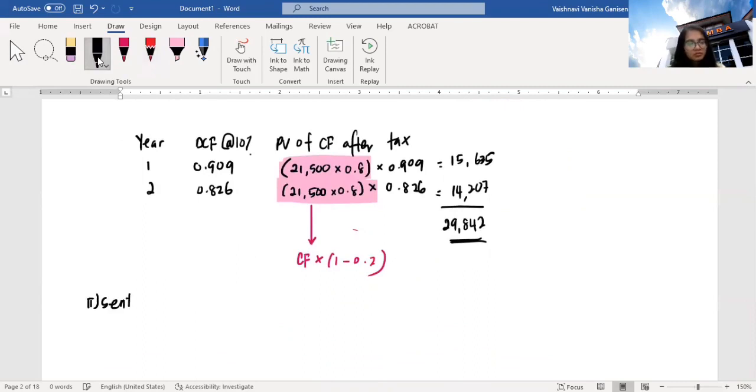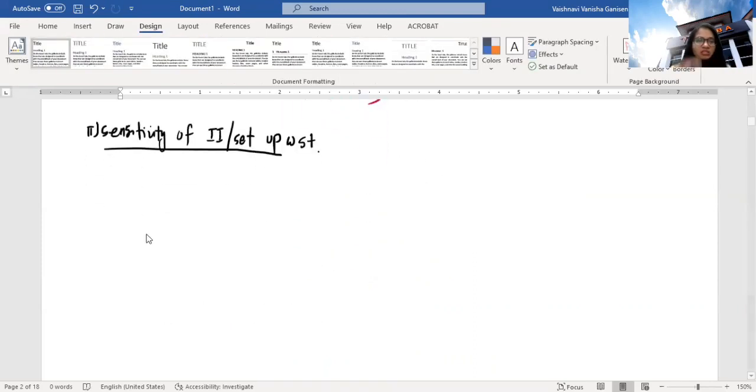the sensitivity of initial investment, or they call it setup cost in the question. Guys, do you have any after tax present value? No, right? Because your setup cost is a year zero item, no tax. So if I'm not mistaken, it's 15,500.